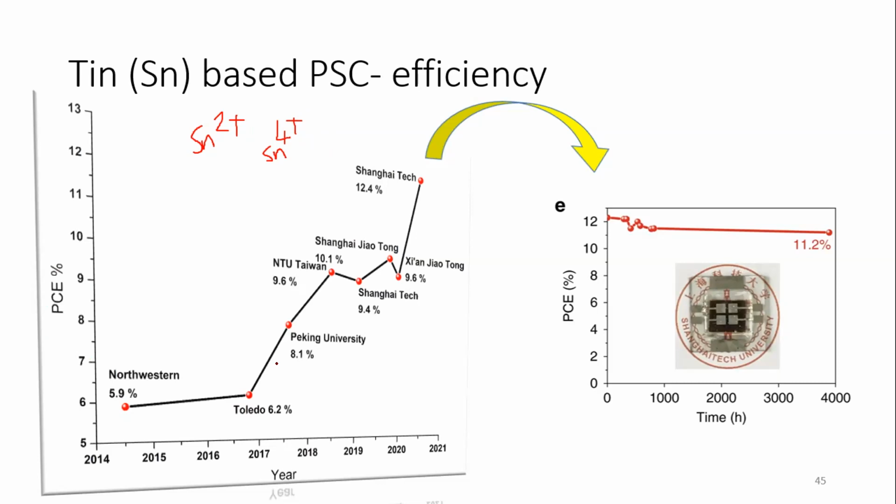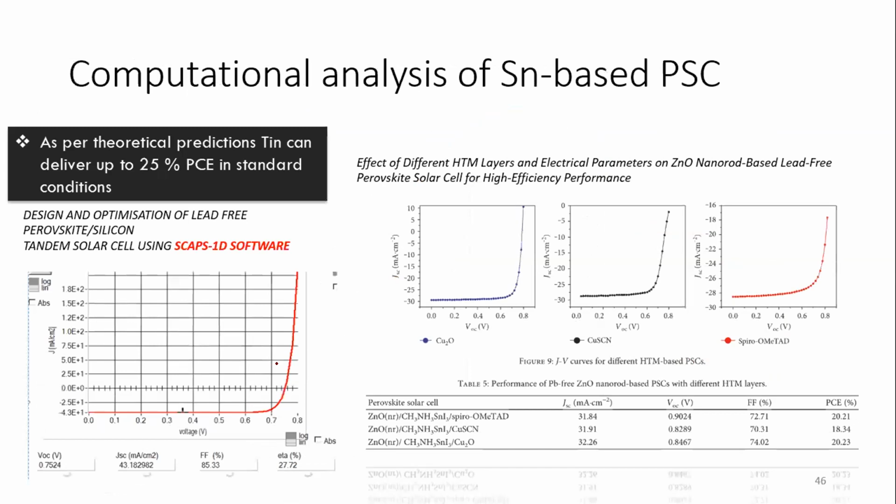But there are ways to overcome this self-doping issue of the tin-based perovskite. It has the potential to at least compete with the lead-based in terms of efficiency, but still much work is needed. So my student is working on theoretical tin-based perovskite because of this pandemic. He was forced to do some theoretical work.